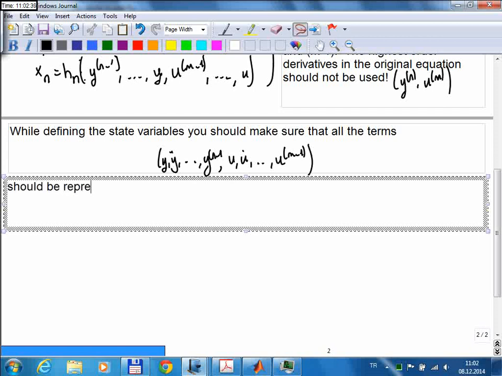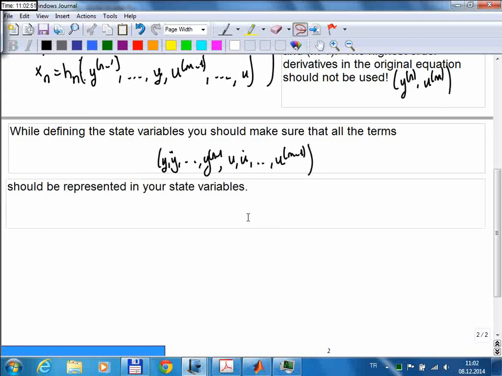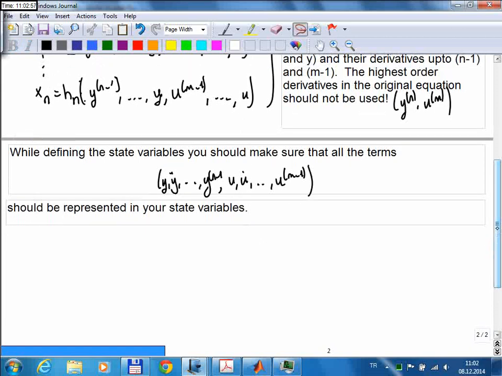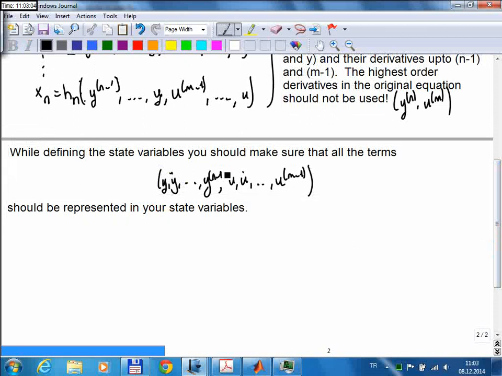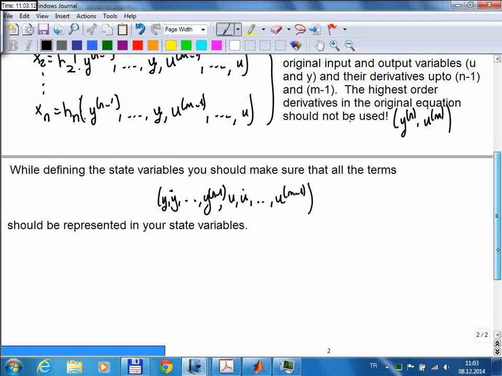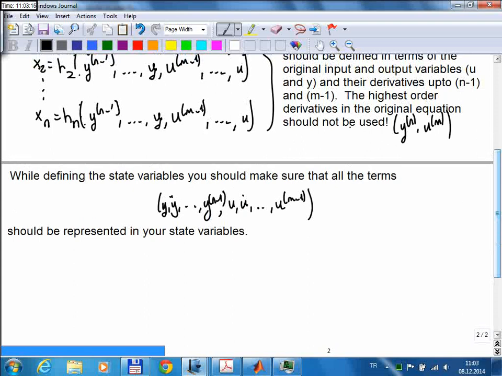should be represented in your state variables. So that means you cannot define all your state variables in terms of the lower derivatives only. So if n is your highest derivative, then the n minus first derivative should be represented while you choose the state variables in your state variables.